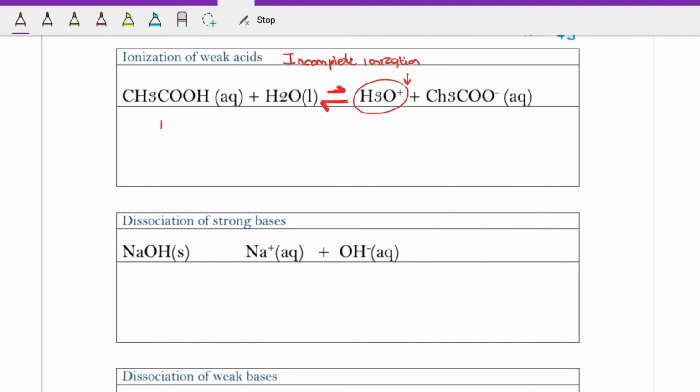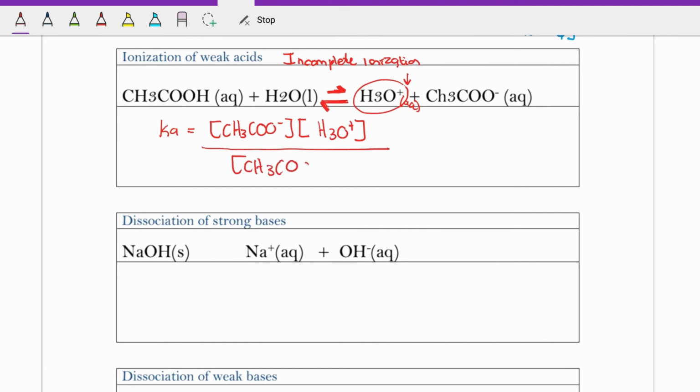So if I can quickly write down my Ka expression for this, write down the concentration of my products, that's aqua, the hydronium ions, and we are going to divide that by the concentration of the acetic acid. Okay, so that's going to be the Ka expression for a weak acid.